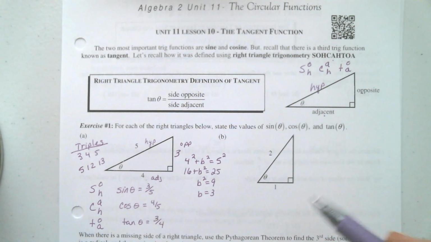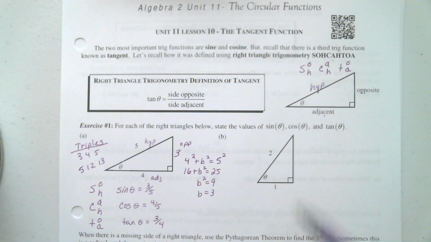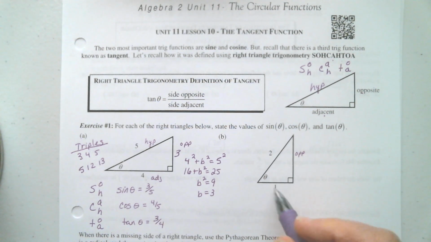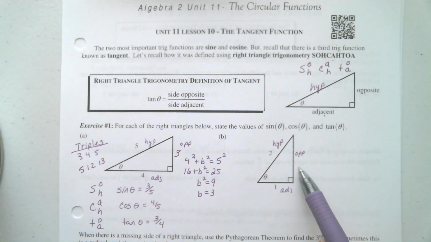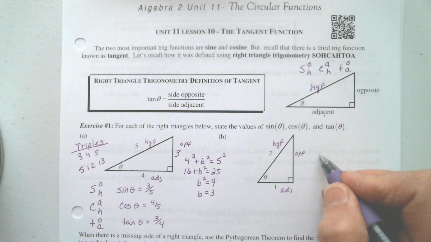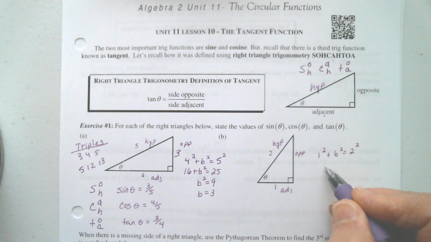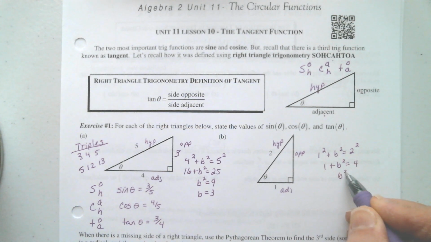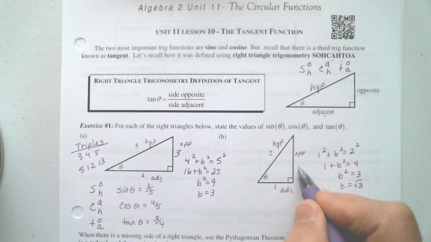So you can try B if you like. This is not a triple, so you would have to use the Pythagorean theorem to figure out what this leg is. This would be the side opposite in relation to angle theta. This is adjacent and hypotenuse. So again, if you want, pause the video and find the length of this leg that's opposite theta using the Pythagorean theorem. So the square root of 3.